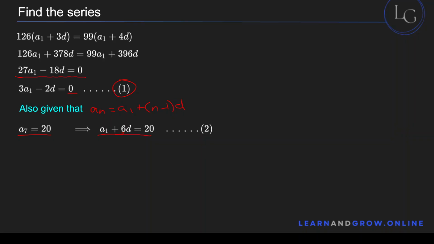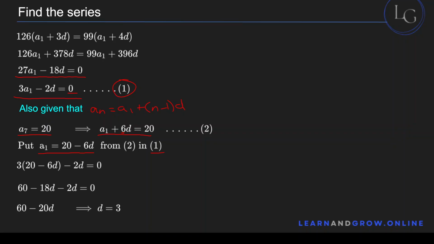So this equation is now given to you. And when you take 6d to the right hand side, that becomes 20 minus 6d. So a1 is equal to 20 minus 6d. And then you'll plug that into equation 1, which is this equation. You replace a1 with 20 minus 6d. When you do that, you get this equation. And when you solve it, you find the value of d as 3.